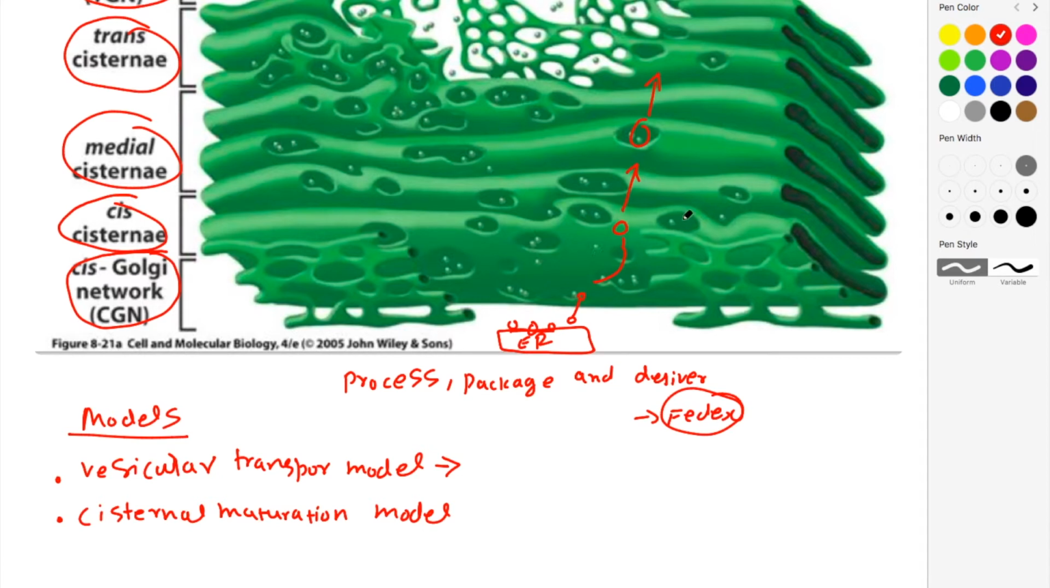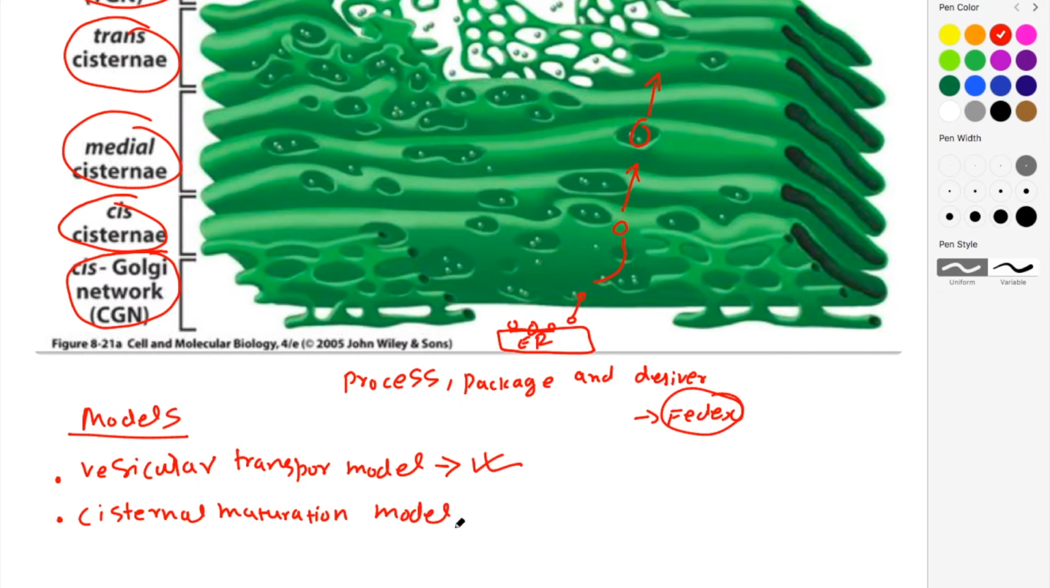This is just like a highway. It is just providing a tunnel for the vesicle to pass. There is no change in the trans cisternae, there is no change in the medial cisternae, and there is no change in the cis cisternae. That's the idea of the vesicular transport model.